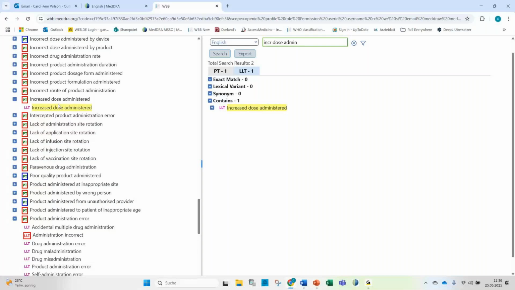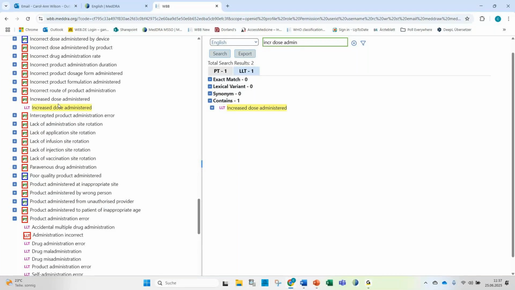And coding to LLT incorrect drug administration duration is unsuitable as well because nothing was wrong with the overall duration of the treatment. The patient took the drug for 2 weeks as prescribed and did not deviate from the prescription in this regard, but he took it twice daily instead of once daily.